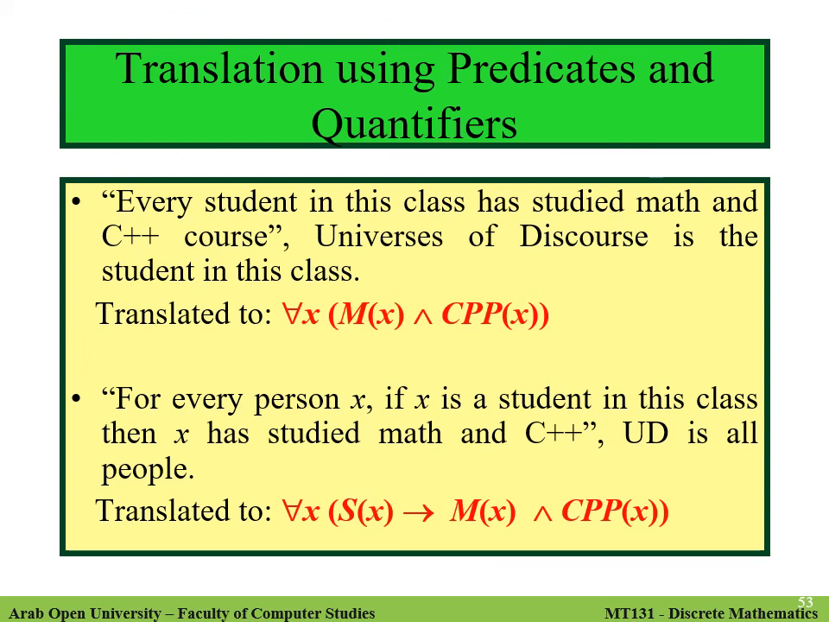Let's see using the same example, we'll use a different domain. Here is an example: for every person x. Here now x could be any person. If x is a student in this class, then x has studied math and C++. The universe of discourse here is all people, and x could be any person. So you can write this statement as, for all x, S of x, if x happens to be a student in this class, what is the conclusion? This implies that x has taken math and x has taken C++.